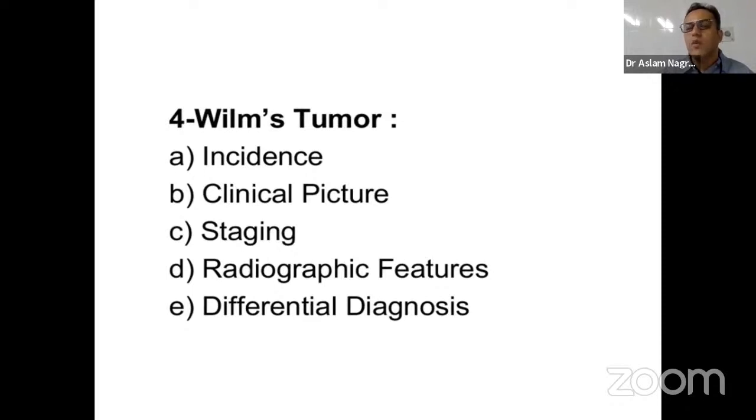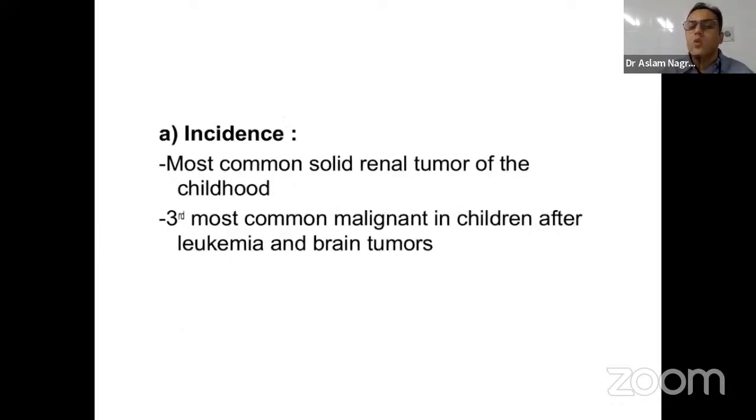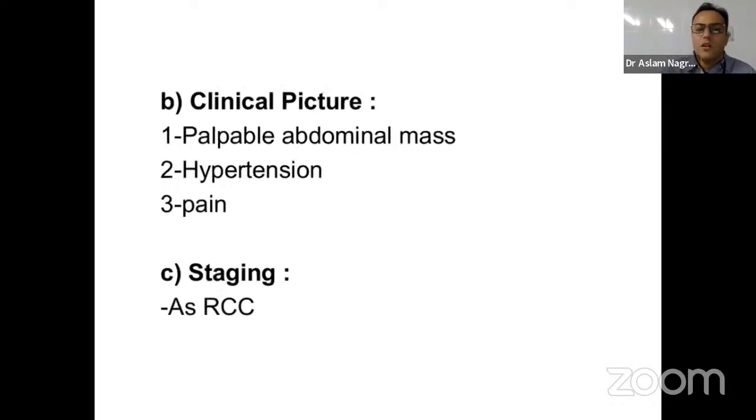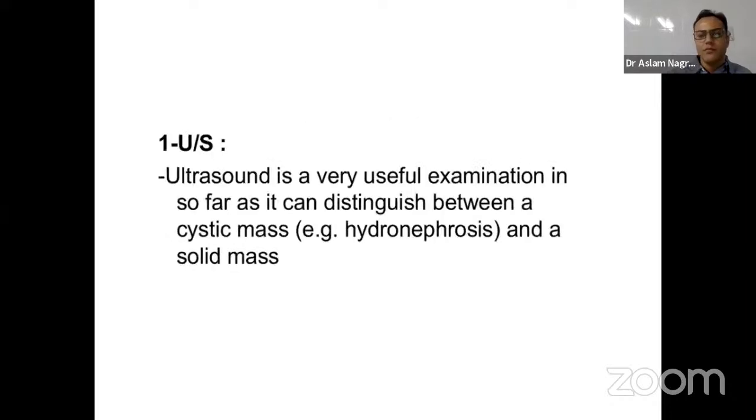Now from there, we move on to Wilms tumor. It is usually a pediatric tumor, the third most common malignant tumor in children after leukemia and brain tumor. Clinically you feel pain, and staging is done the same as what we do for RCC. I'll show you the ultrasound, CT and MR images.